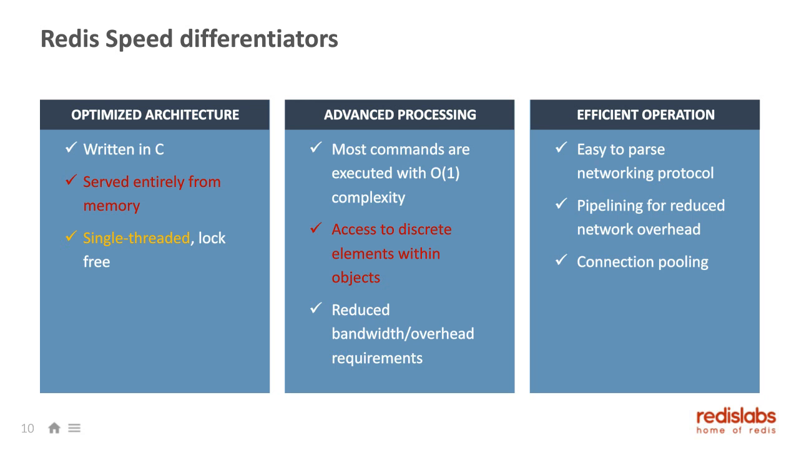And then there are also some efficient operation differentiators, right? It's an easy to parse networking protocol. You can actually just telnet to it. And we can also pipeline. What does pipelining mean? It means that if you know 20 or 40 or even 5 operations that you want to execute against Redis up front, you can send them in a single request. This is interesting, for example, for batch loading data inside Redis.